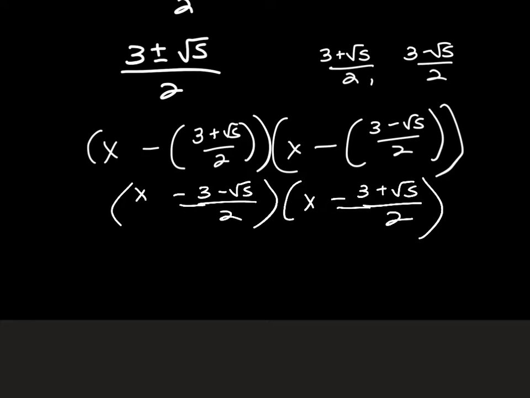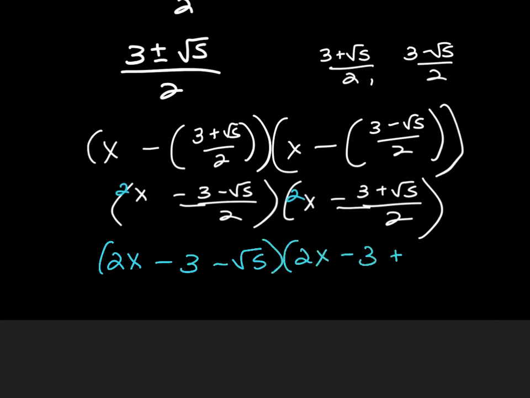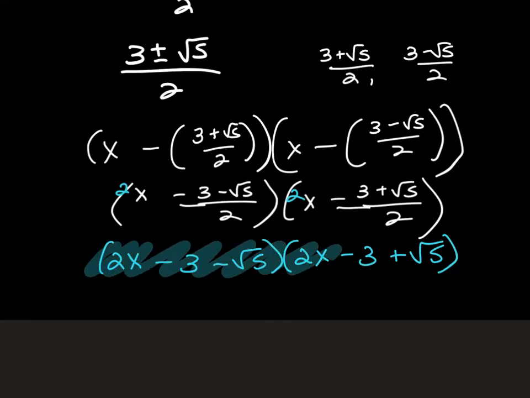And then a linear factor cannot have a fraction. So how do I get rid of dividing by 2? Multiply by 2. There's nothing to multiply but that x, so that's what's going to get it. So this is 2x minus 3 minus root 5, 2x minus 3 plus root 5. And that is the product of linear factors. So it can't have a squared, and it can't have a fraction. You've got to get rid of it.